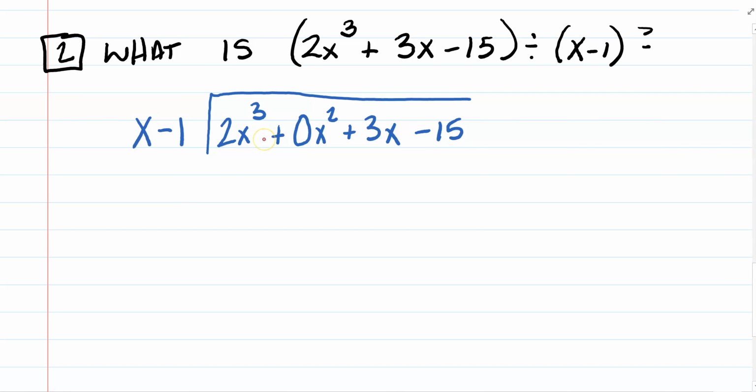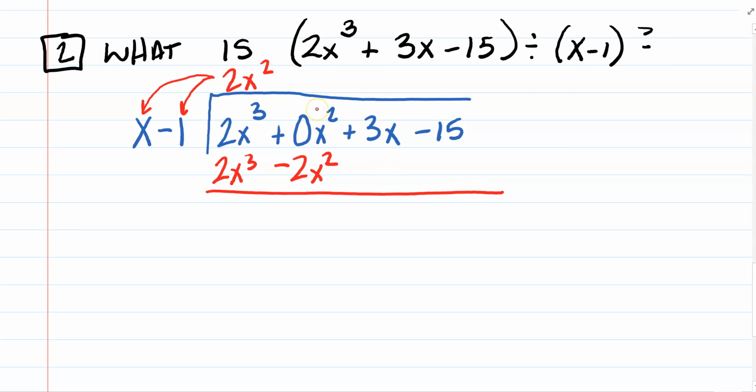2x to the third divided by an x would give me 2x squared. 2x squared multiplied by x would give me 2x to the third. 2x squared multiplied by negative 1 is a negative 2x squared. So now notice, if I did not write that 0x squared in at the beginning, I would have nowhere to put this 2x squared because they need to line up right underneath their matching exponents.